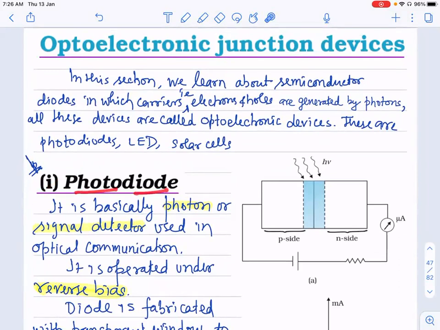Photodiode is nothing but a photon detector used in the optical communication. Optical communication में optical fibers use करते हैं, तो उसमें से जो signals आ रहे कि नहीं आ रहे, that will be detected by photodiodes. It is basically photons are signal detectors used in optical communication.